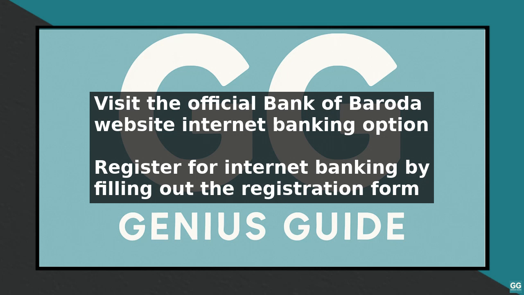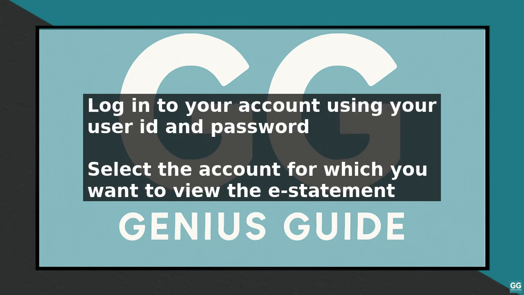Once you have registered, log into your account using your user ID and password. After logging in, click on the Accounts tab and select the account for which you want to view the e-statement. You will then be directed to a page where you can select the statement period and choose the format in which you want to view the statement. You can choose to view your statement online or download it in PDF format.